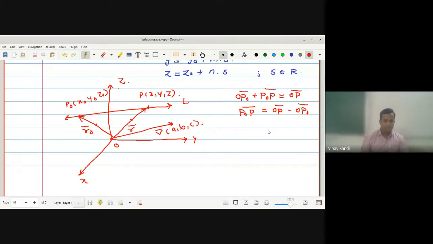OP means R bar, and OP naught bar means R naught bar. So this is P naught P bar. But what is P naught P? This line L is parallel to this line V bar, so P naught P is a multiple of this one. P naught P is equal to t into V bar. Why? Because the line V bar is parallel to line L.